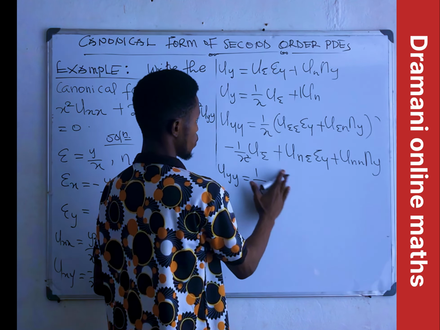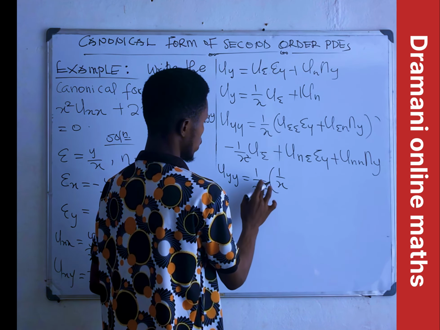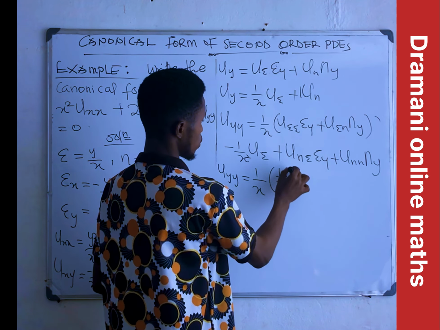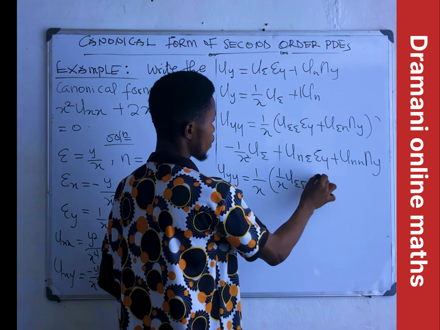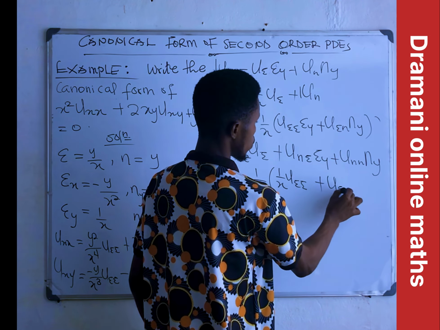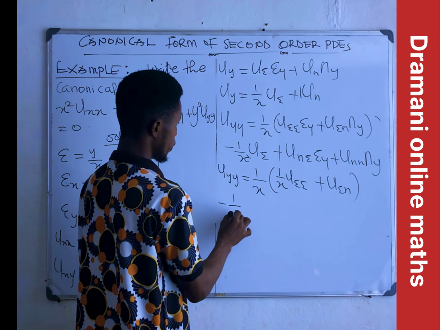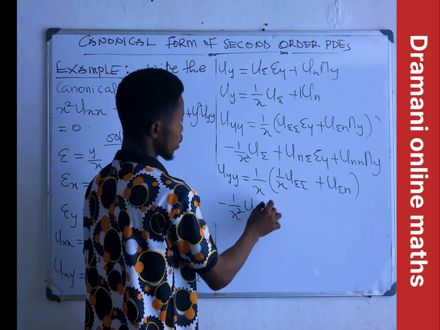Okay, let me bring it. If not, people will be confused. So I'm going to have something like 1 over x like this. u_ξ ξ_x plus u_η η_x is... Have you seen it? So I'm going to have u_ξη minus 1 over x squared u_ξ.